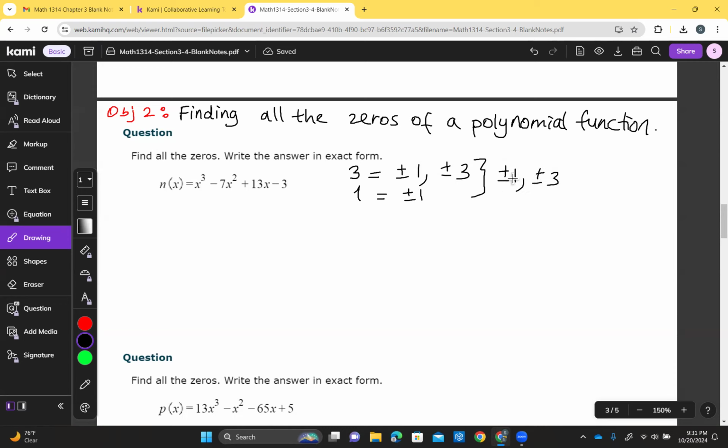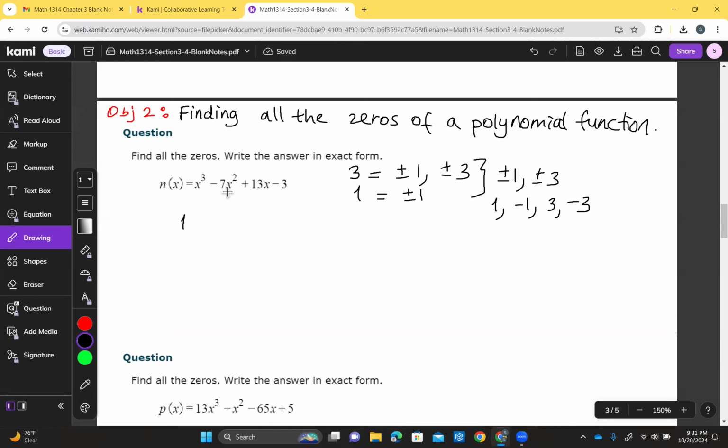So one of these numbers, either positive 1 or negative 1, positive 3 or negative 3, one of these numbers has to be a rational 0 for this question. But I don't know which one. So we're going to just try and check which one actually works. You can guess them in any order you like. So we're going to do synthetic division to see which one actually works.